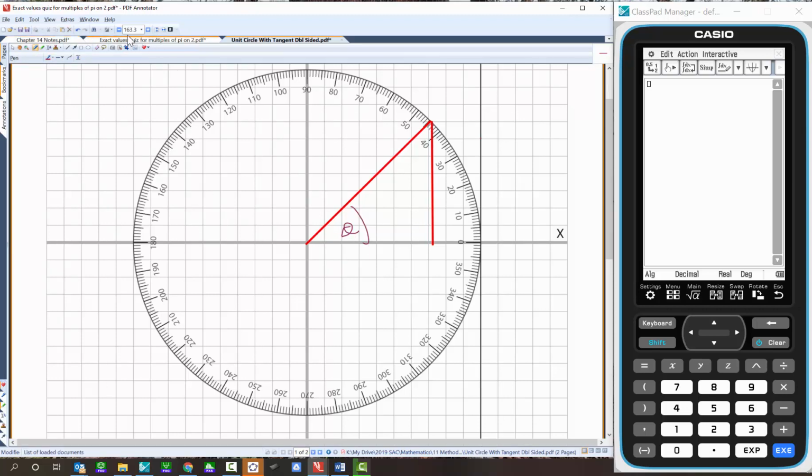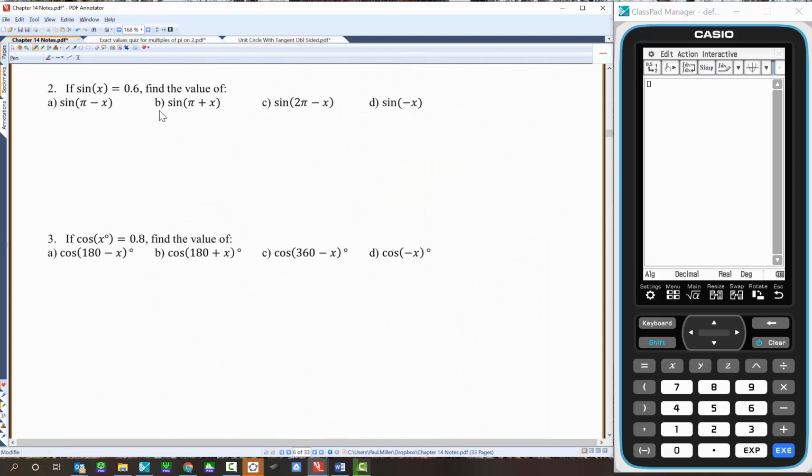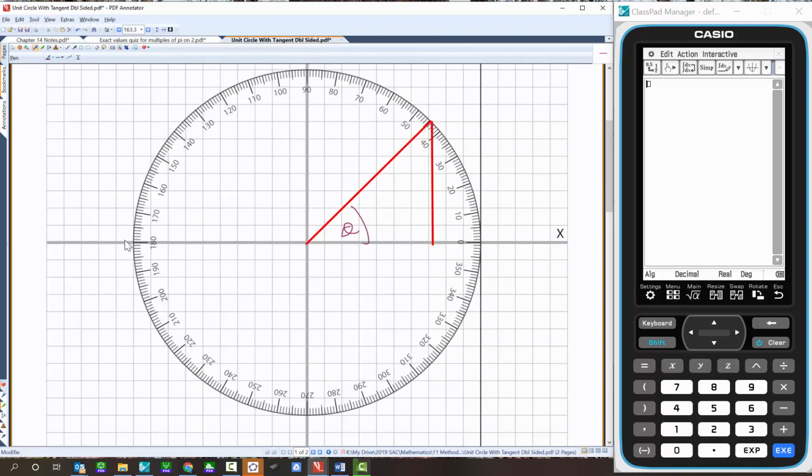So let's have a look at what they want us to work out if that value is given to us. Sine of pi take away x. So we're going to start at pi, which is 180 degrees, and rock back x, or theta. So we're going to go back that far. Now you can see it's roughly 45. So we're going to go back 45, which is, what's that? It's like 135. It's going to be here.